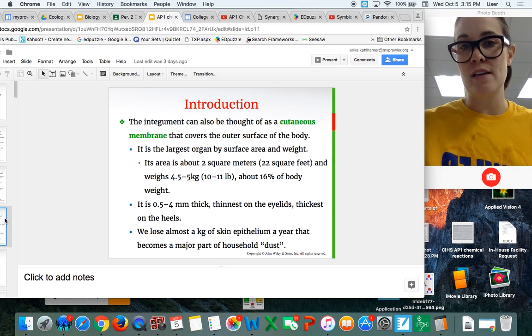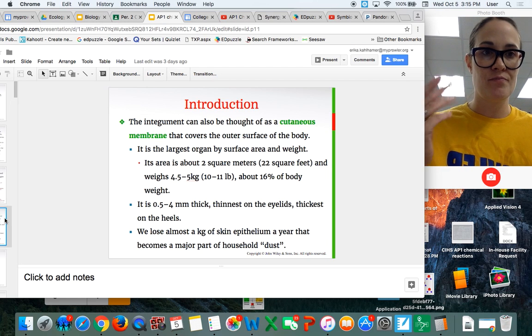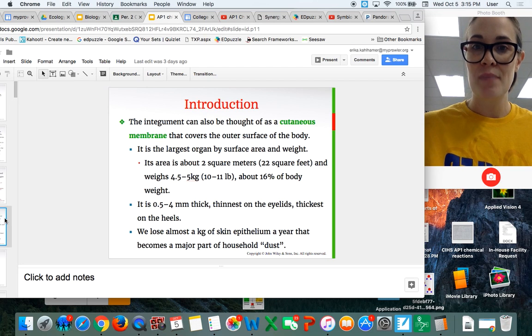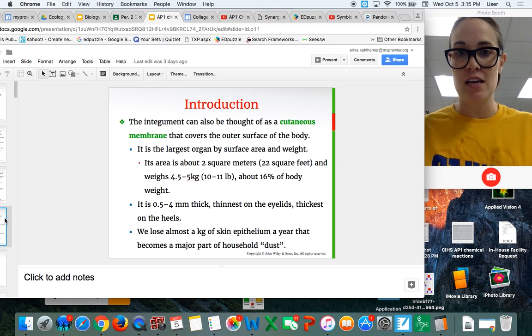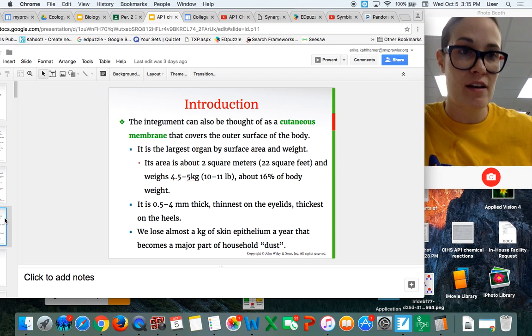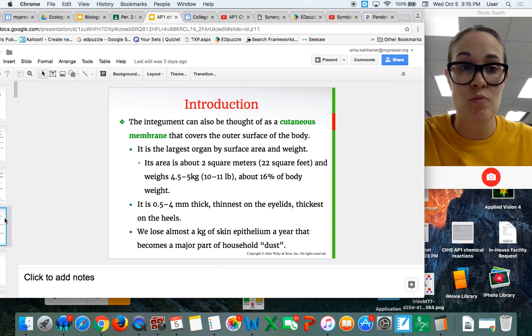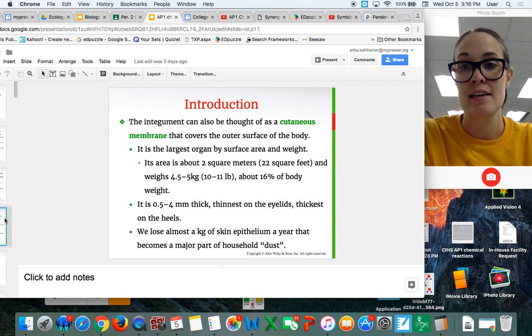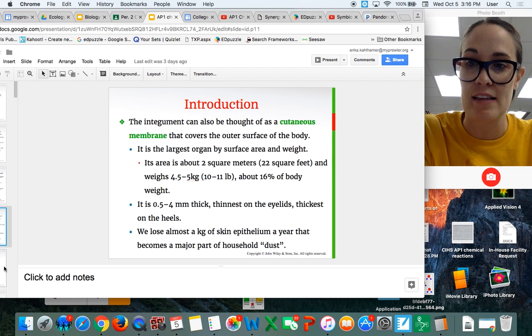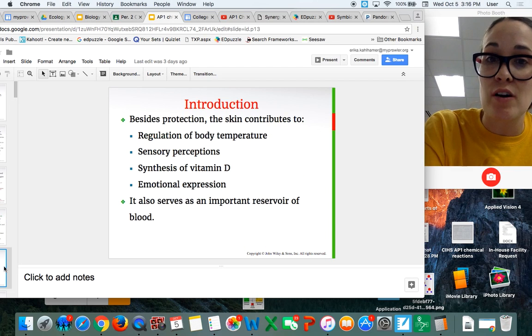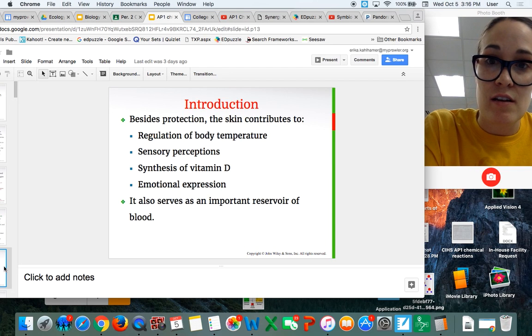It's also known as a cutaneous membrane because it's very sensory orientated. And it covers, of course, the outside of your body. It's your largest organ by surface area and weight. 16% of your body weight is due to your skin. Your thickest skin is on your heels and your thinnest in your eyelids, and we lose almost a kilogram of skin a year. That's what makes the major part of our dust in our households.